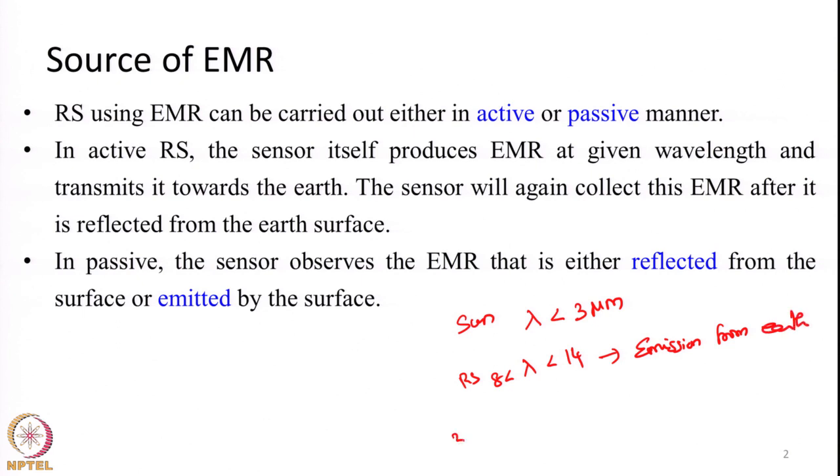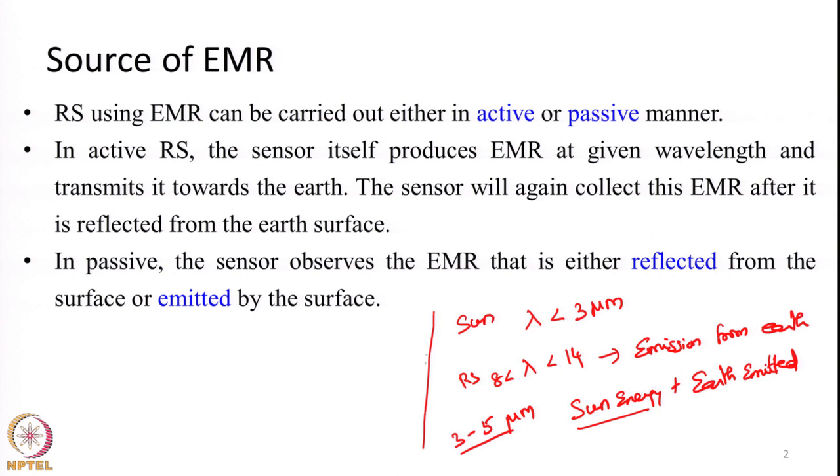When we do remote sensing in the MWIR region, between 3 to 5 micrometers, we will get a mix of sun's energy plus Earth emitted energy. So we will get both of them, especially during daytime. During night time, sun's energy will not be there, we will be seeing only Earth's emission.